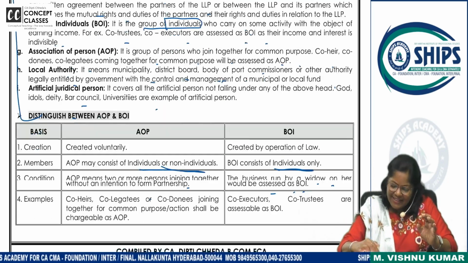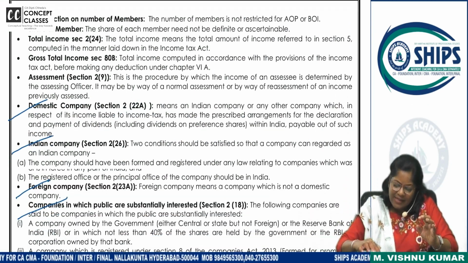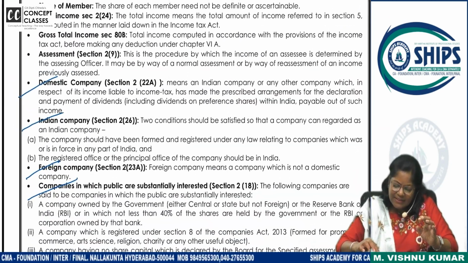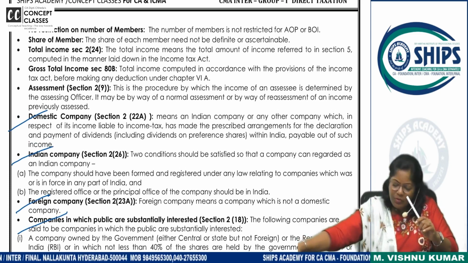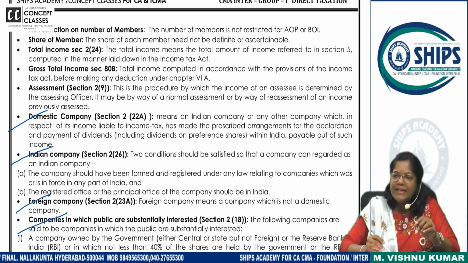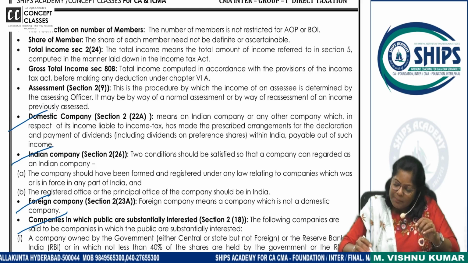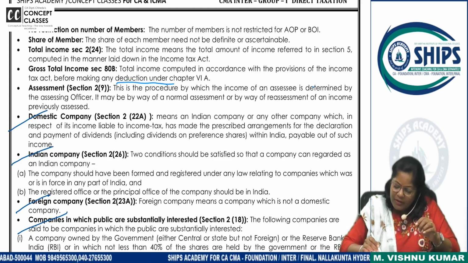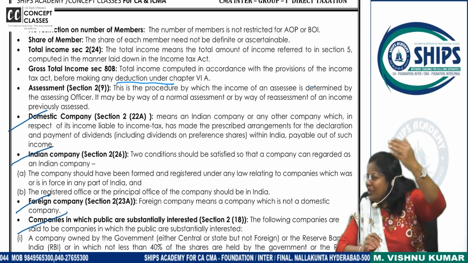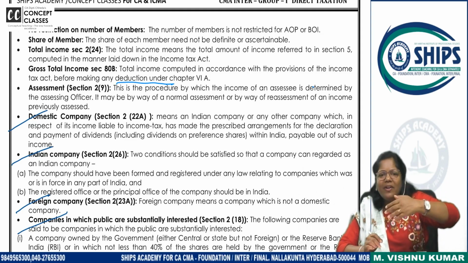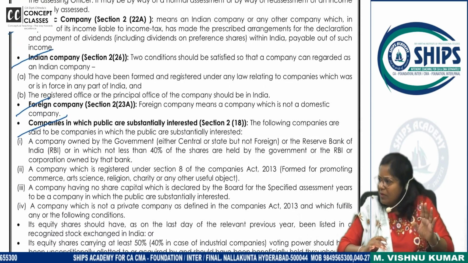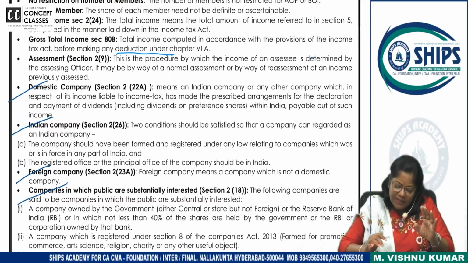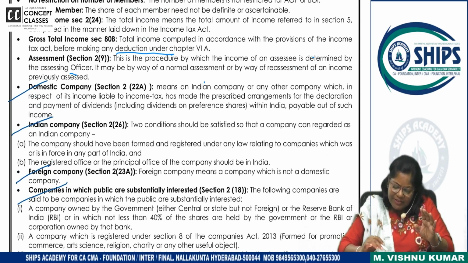So is this clear, individual? Right. And then we have seen till here. Now if I read this, is it clear to all of you what is gross total income? Total income computed in accordance with the provisions of the Act before deductions. Today I told you, gross total income is before deduction. I am skipping a few things in between because we have done all of that. Then what is assessment, we have seen.